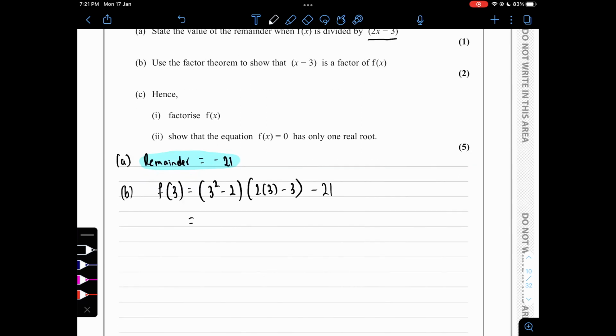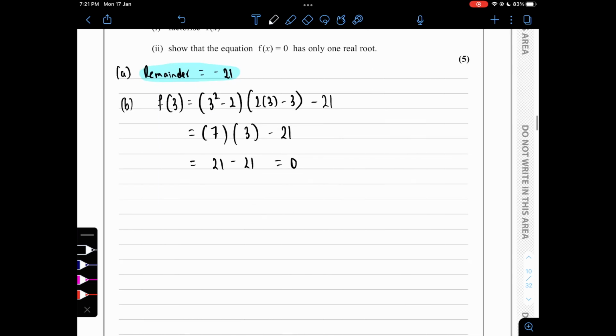So 9 minus 2 is 7. 2 times 3 is 6, minus 3 is 3, so 7 times 3 is 21, minus 21. That gives us 0. And what can we conclude? Since there's no remainder, that means it's a factor. So you have to say x minus 3 must be a factor of f of x.